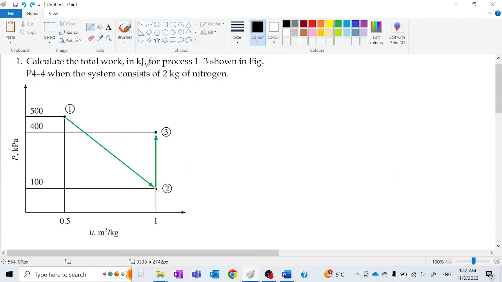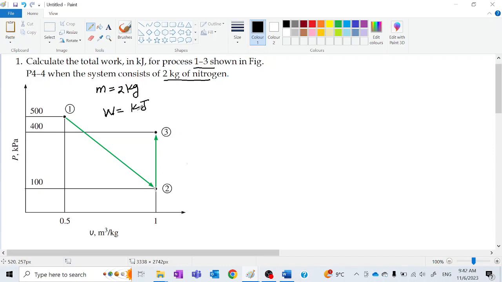Hello everyone. We will solve a problem to find the total area in kilojoule for a process 1, 2, 3. As shown in the figure, the system consists of 2 kilogram of nitrogen. So it means mass is given, 2 kilogram, and we need to find the total work done for the process 1, 2, 3 in terms of kilojoule.